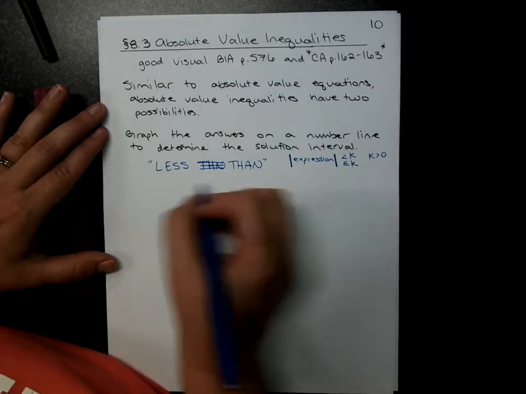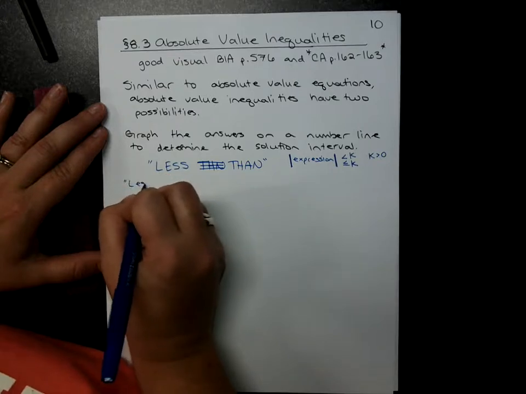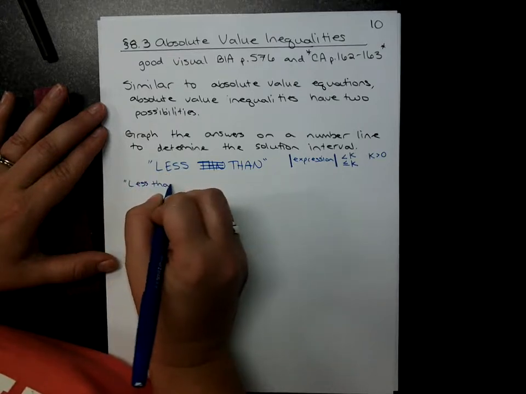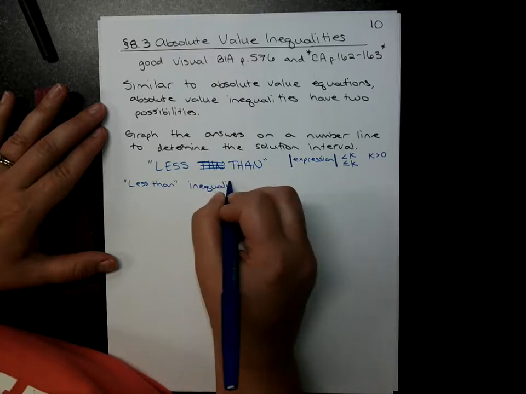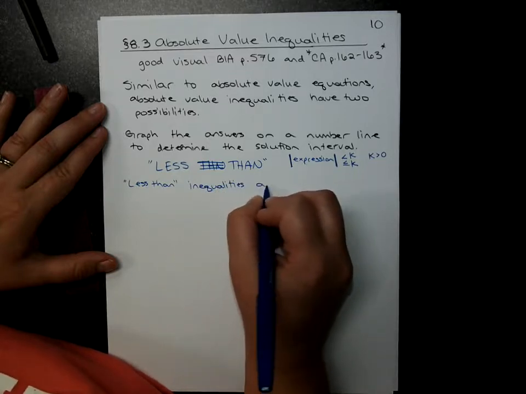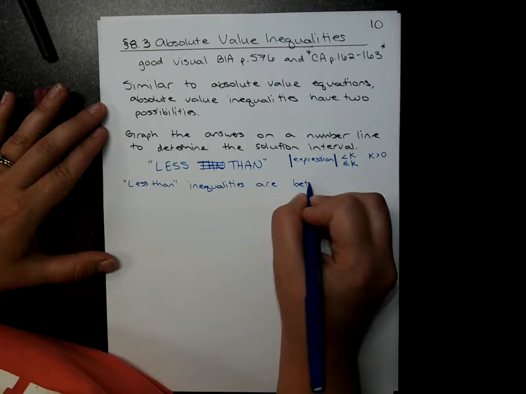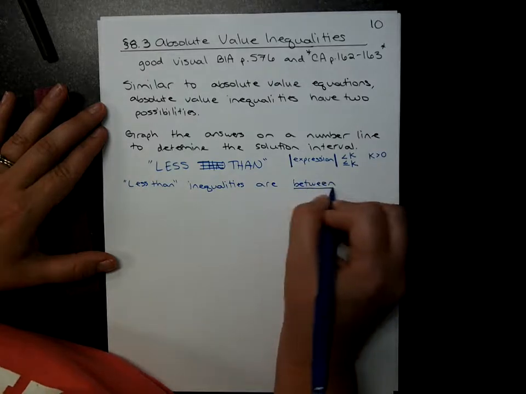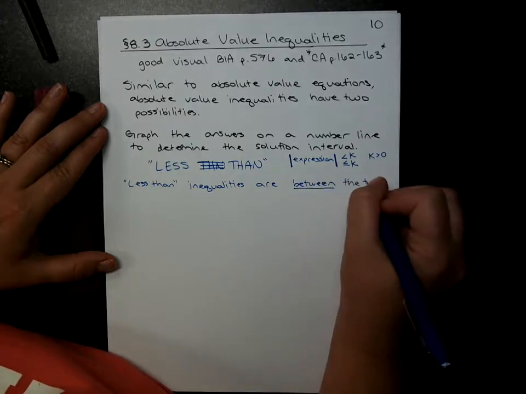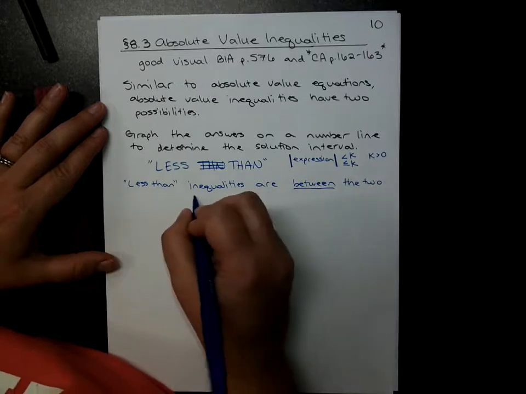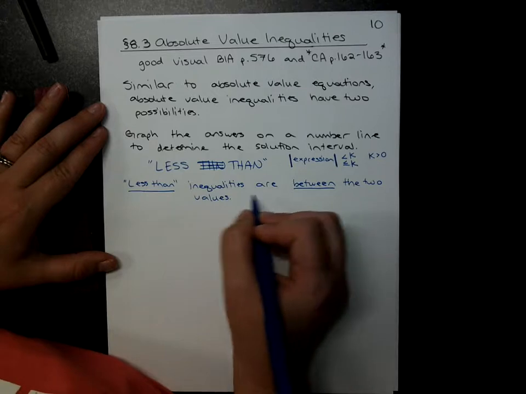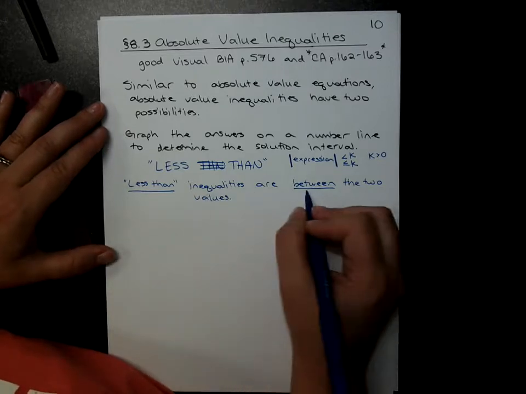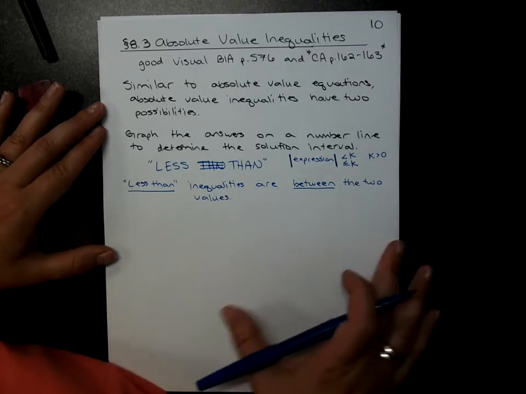So again, less than inequalities are between the two values, similar to compound inequalities that we talked about in class. So less than absolute value inequalities are between the two values.